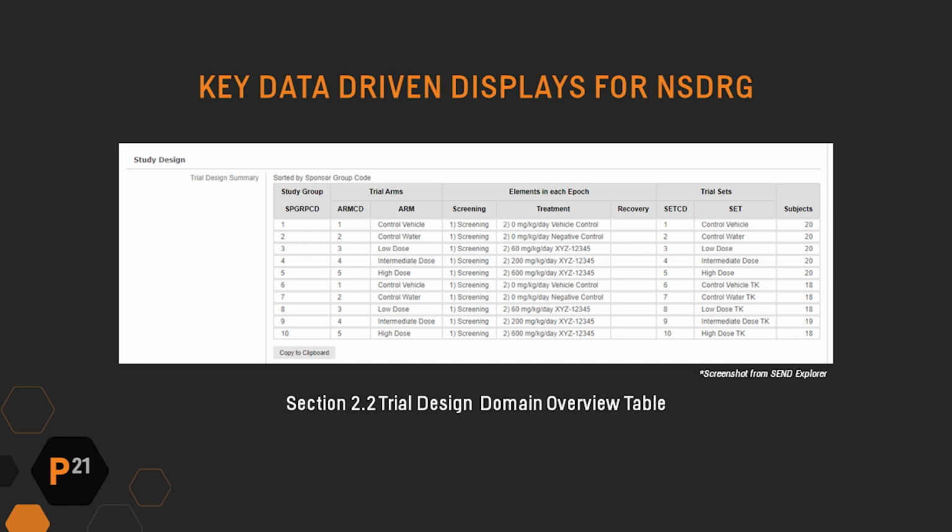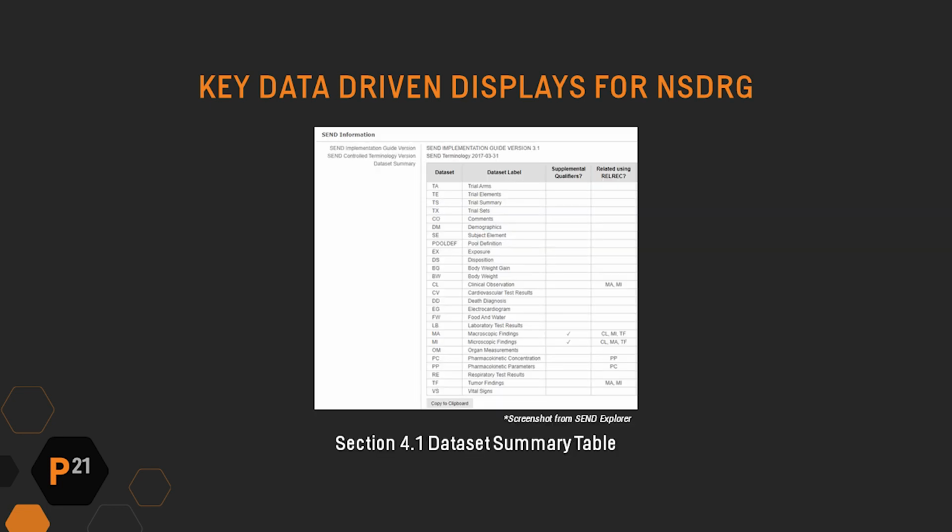These next two screenshots show a SEND review tool that is able to generate two of the key tables that are included in the NSDRG, the Section 2.2 Trial Design Domain Overview Table and the Section 4.1 Dataset Summary Table. Both of these tables are meant to reflect actual structures and files included in the datasets, so it is ideal that the tables be generated from the datasets automatically by a system rather than hand-entered in the PHUSE Microsoft Word template. This is a Section 2.2 Trial Design Domain Overview Table. And this is a Section 4.1 Table of Domains actually included in the SEND dataset package.